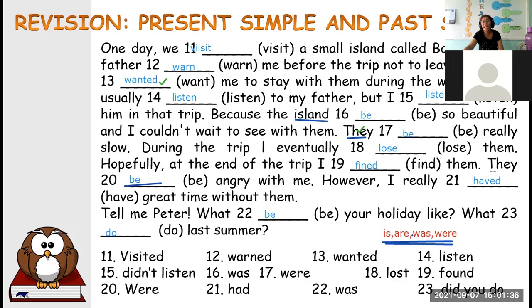20, again, be verb. Be verb, they. So it is where. Remember they, we, I, those are plural. So we need to use where for past tense, are for present tense. Next, 21, had. 22, was. What was your holiday like? We use was because it's only one holiday, singular. Next, what did you do? Okay, this is the answer. I guess Ben, we need to practice more about the tenses in the verb, the present tense, the past simple tense. We have to focus on that, okay?